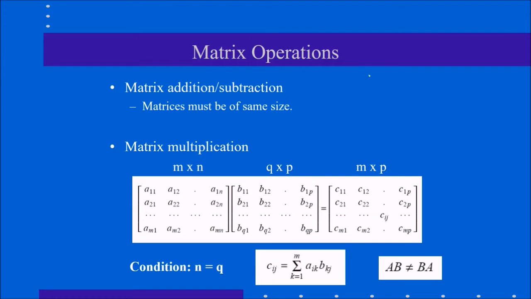A matrix is represented like this. You have a long square bracket, and inside that, you have values. These values represent the matrix elements, and they are in the form of rows and columns. Every element is represented with its index, say this is A11, for first row and first column.